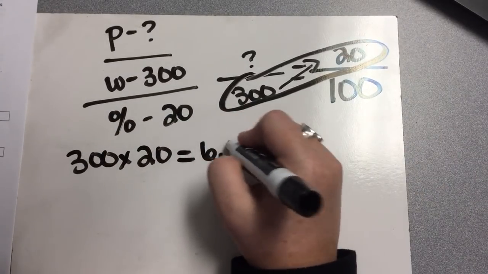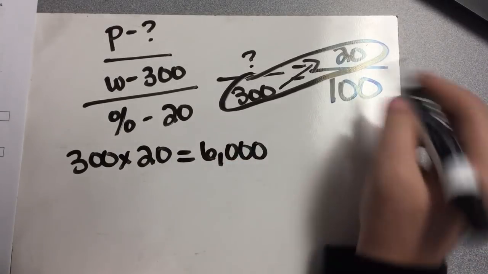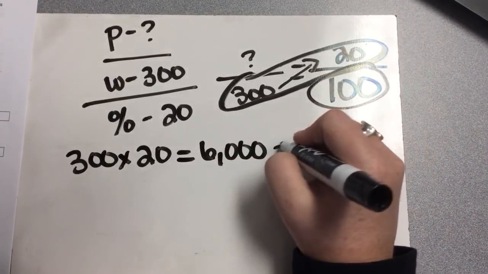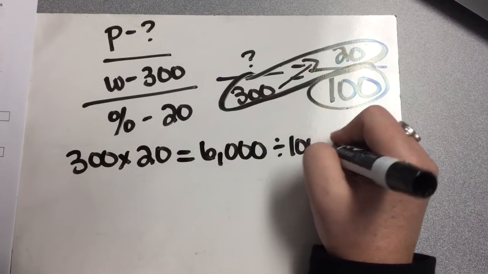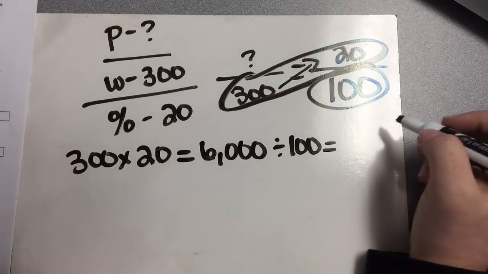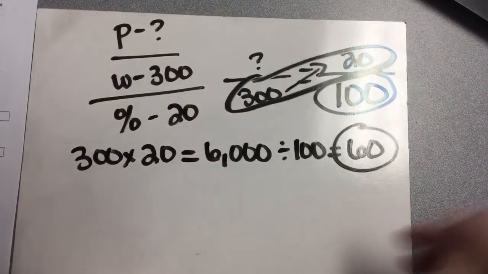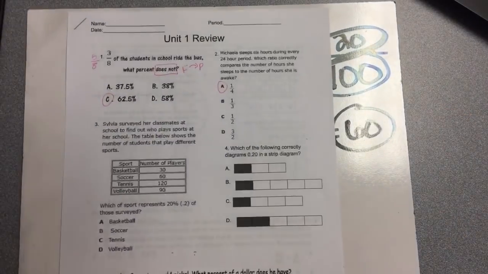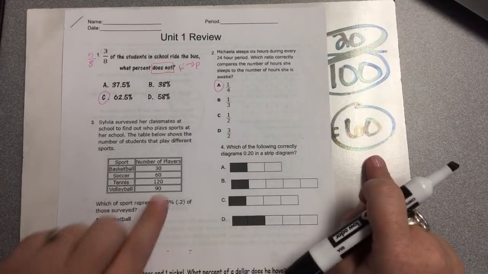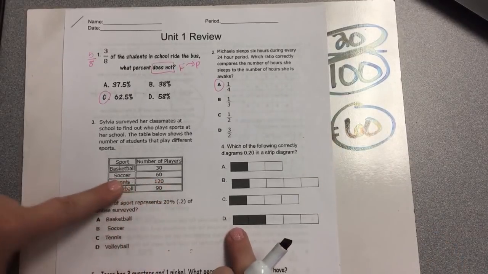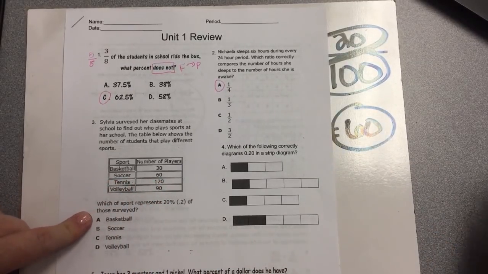And that is going to be 6,000. Then we're going to divide 6,000 by 100, and that is going to equal 60. So then we need to go over and find out which one had 60 players, and that was soccer. So which sport represents 20%? That is going to be soccer.